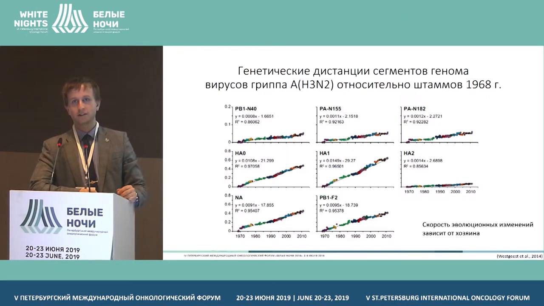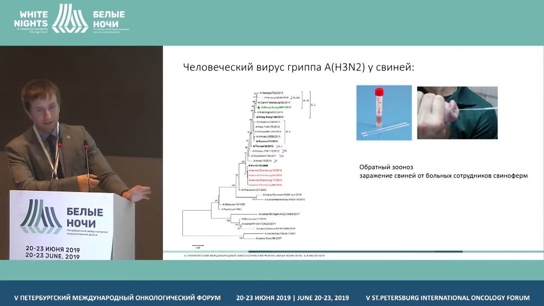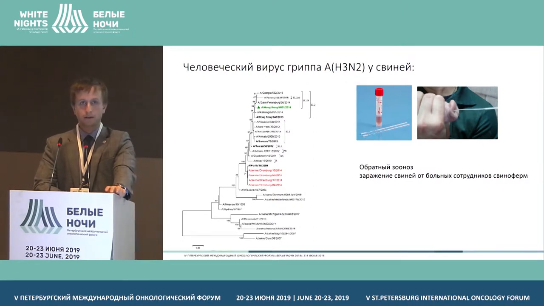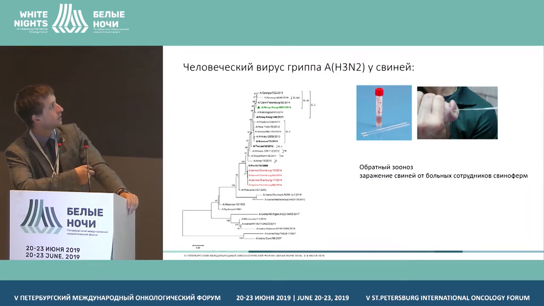And the speed of evolution changes depending on the host. If we say H3N2 human virus A, it doesn't mean that it affects only humans. We carried out a test: human virus A, H3N2 in swines. Swines are good reservoirs for mixing up the flu viruses, both human viruses and avian viruses may affect swines. So we conducted this work in pig farms. We found various different flu viruses, including H3N2, and these were human viruses in terms of their sequence and phylogenetic analysis. This allowed us to envisage the reverse infection, when the pigs were infected by the infected human beings working on these pig farms.